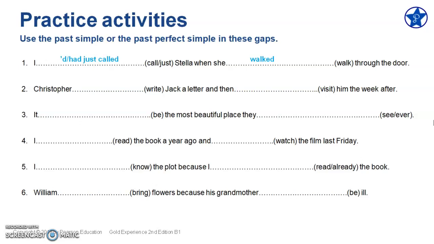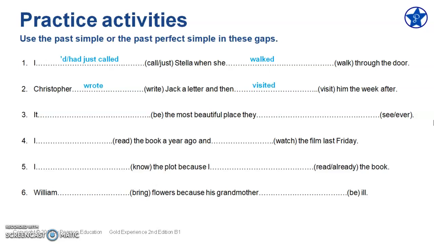Let's do one more together. Christopher wrote Jack a letter, and then visited him the week after. So, which action happened first? Christopher wrote the letter. So, Christopher wrote the letter and then visited him in the week after. The events are in order, so we don't need to use the past perfect simple.